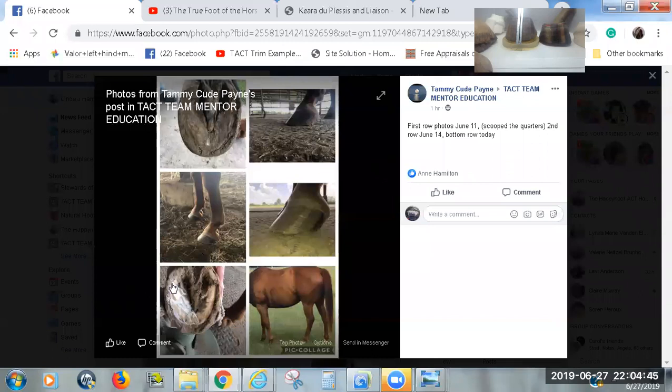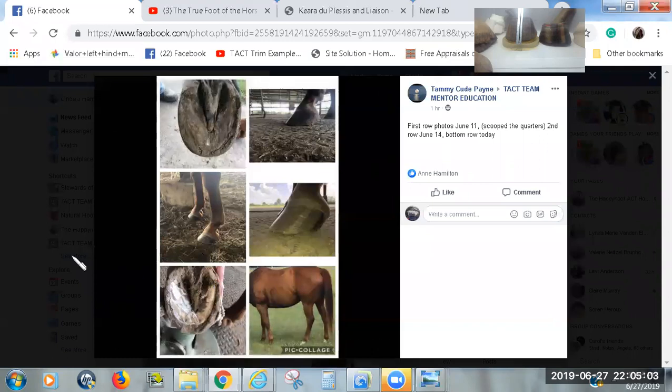Well, what you want to do is use a flat part of your knife, but I think you're getting pretty close to the live sole there. What you just want to do is start coming up here and just barely coming into the wall and defining that area instead of gouging the sole out. Okay.